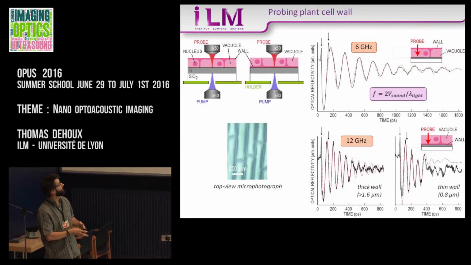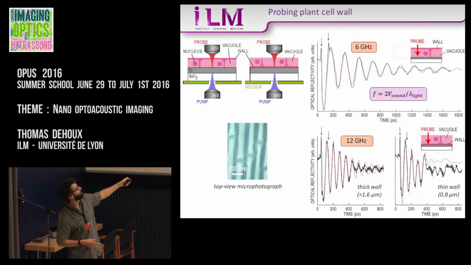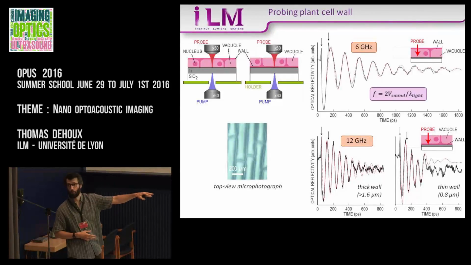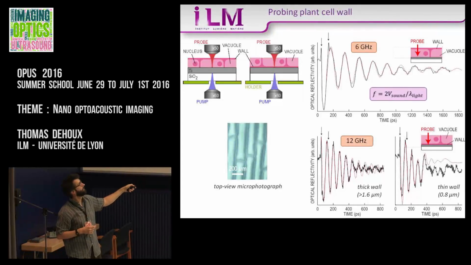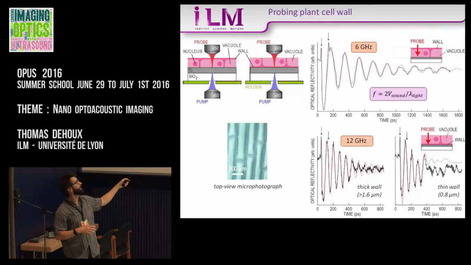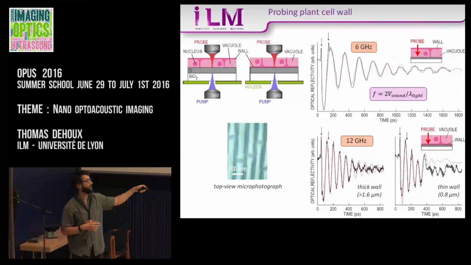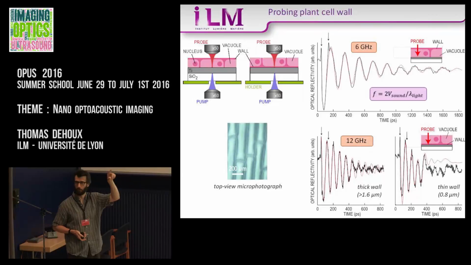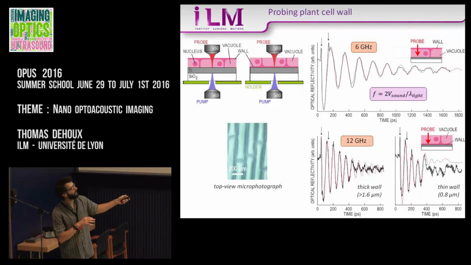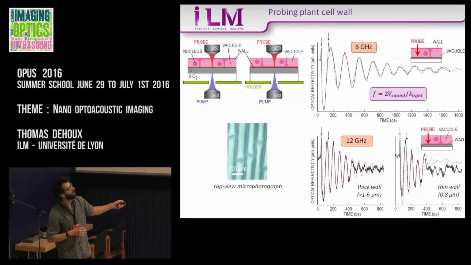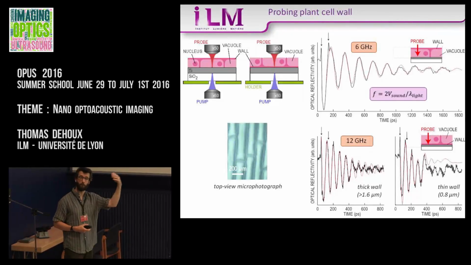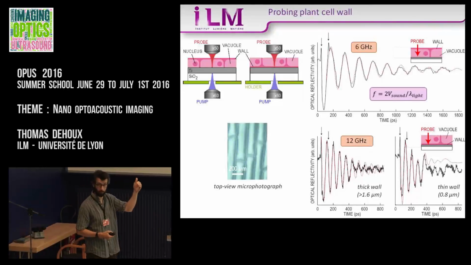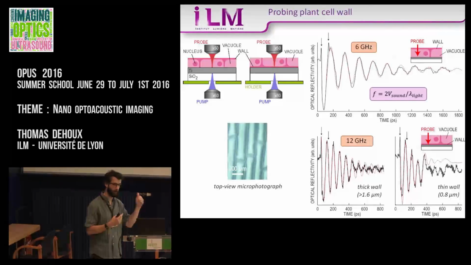In two configurations, we either place the cells with the vacuole facing downwards in contact with the transducer, so in this case we are probing the vacuole, or we flip it over and place the cell wall in contact with the transducer. And in these two configurations we get oscillations because of this interference pattern. In the case of the vacuole we get an oscillation at 6 GHz, and in the cell wall we get 12 GHz. A higher frequency means a higher sound velocity, so a higher rigidity.